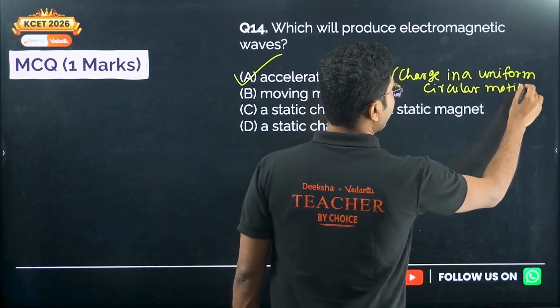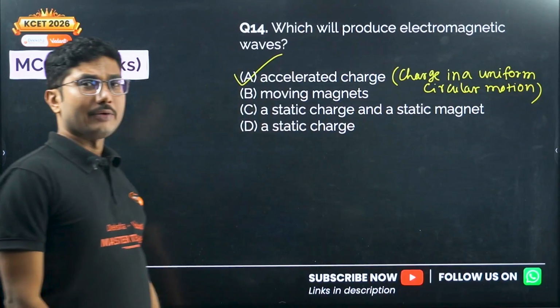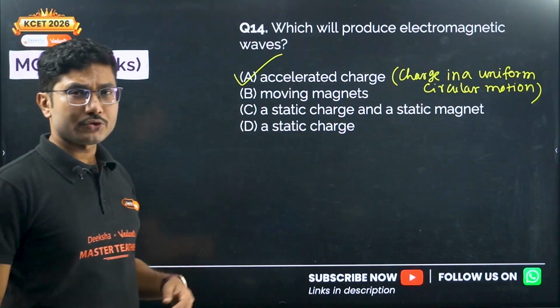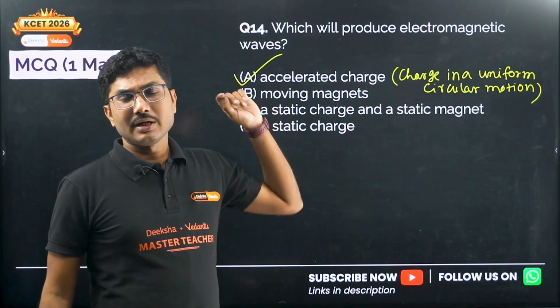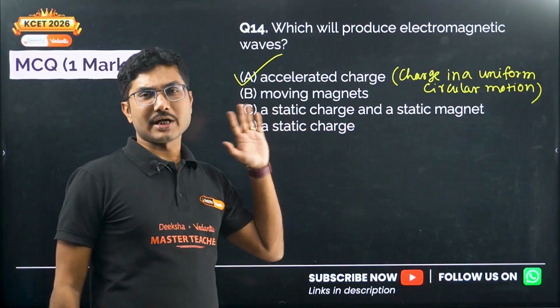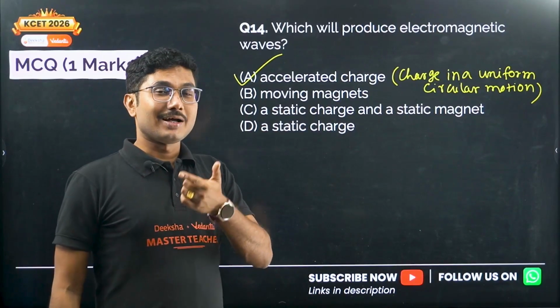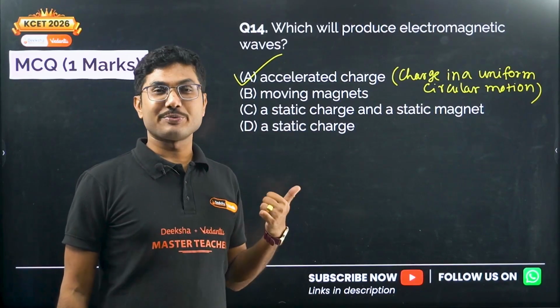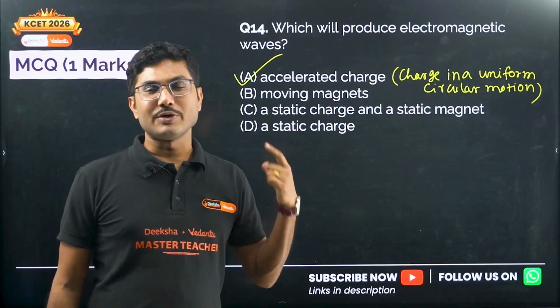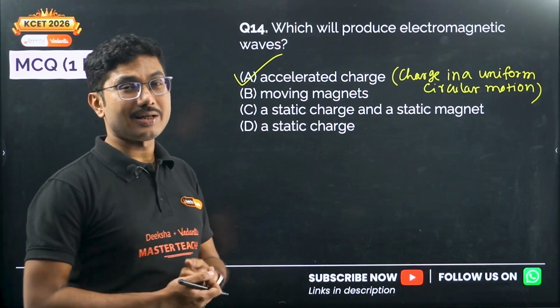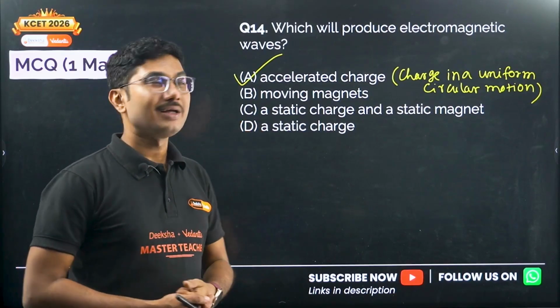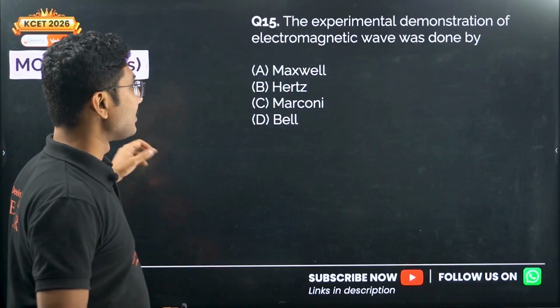This can also produce electromagnetic waves, because a charge in circular motion basically means an accelerated charge. Accelerated charge will always produce electromagnetic waves. A circular motion means centripetal acceleration is always present, right? So if the electron is orbiting in a circle, it should always emit electromagnetic waves.